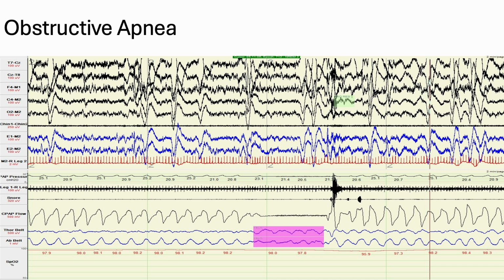I never found out what was wrong with this patient. It was a lady, and she wasn't even like giant or anything. There's just something going on with her anatomy that has really bad apneas.